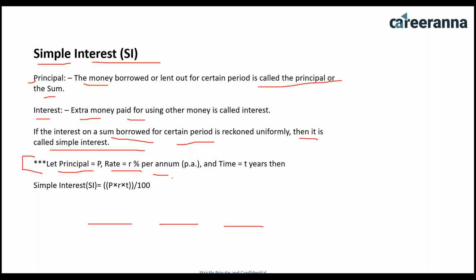So rate is R percent per annum and time is in years. Time we take generally in years because rate is per annum. Annum is year. That's why we have to take time in years. So the formula for this is simple interest equals PRT by 100.